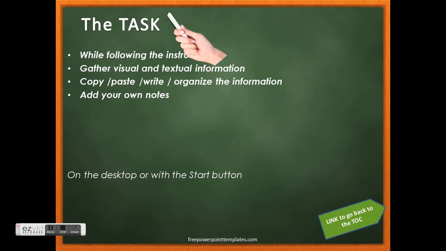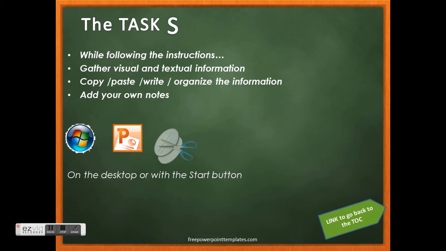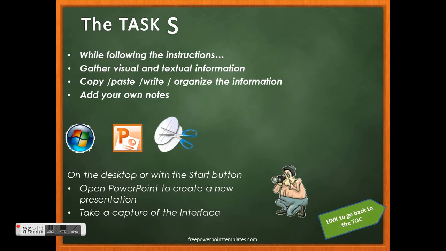What you will have to do for the first slide, and more or less all the others also, is gather information. It can be textual or visual. You're going to use a lot of copy paste, and sometimes you're going to write by yourself in PowerPoint. One of the first things you will have to do is open PowerPoint, on the desktop or with the start button, and create a picture of the interface. So take your little image, write your little step on the presentation.